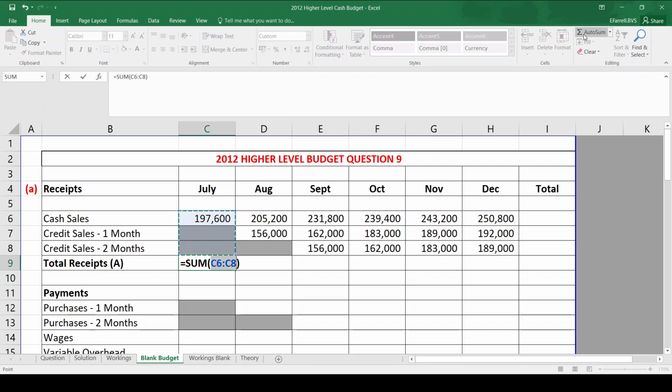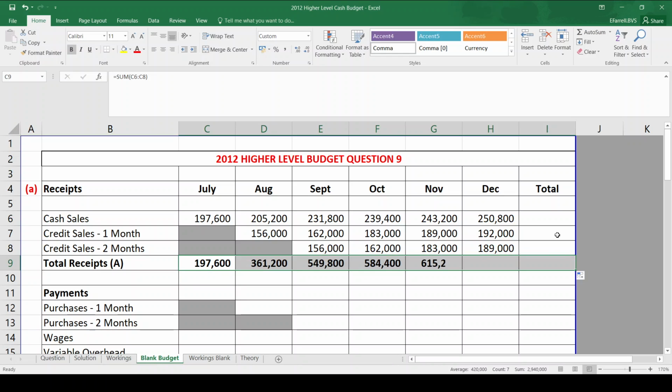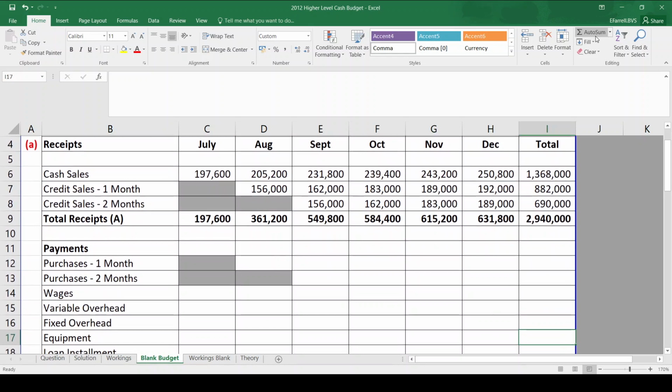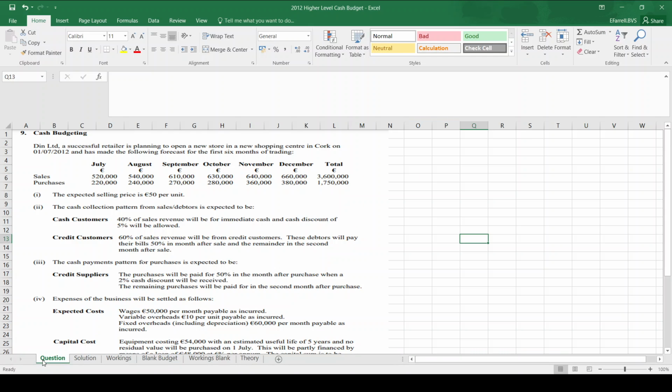So now I'm just going to add these down each month. 197,600 plus 0 is 197,600. Again, just going to add those across the whole way, and then I'm going to add my cash sales. I'm going to total my credit sales 1 month, and I'm going to total my credit sales 2 months. So in total, 294,000 is what I plan to get in receipts for the 6 months. On to purchases next.